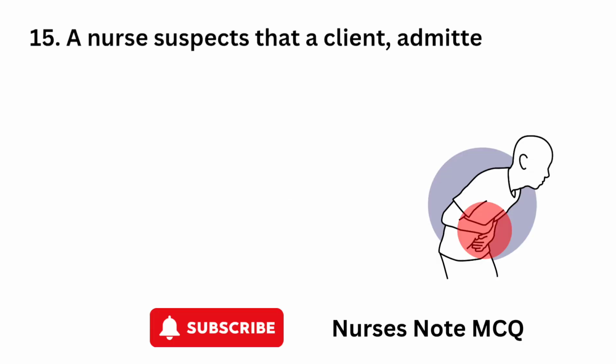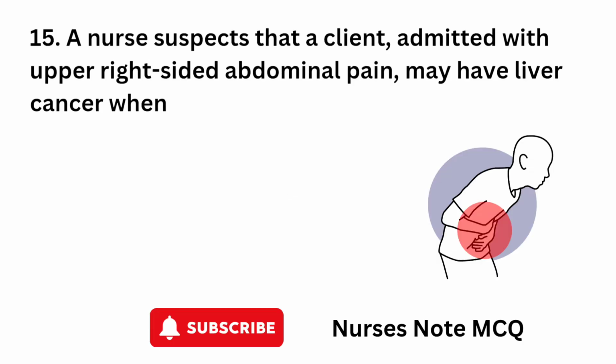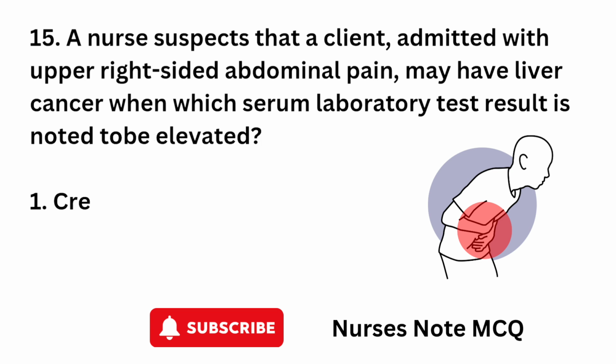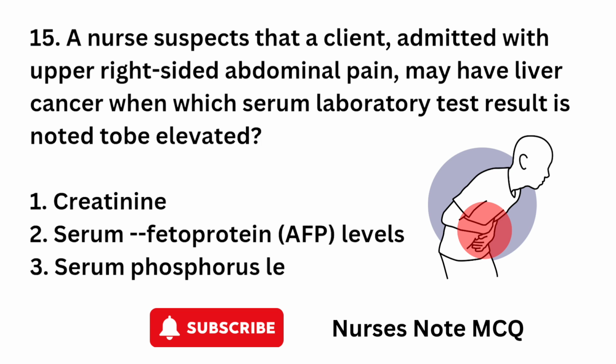A nurse suspects that a client, admitted with upper right-sided abdominal pain, may have liver cancer when which serum laboratory test result is noted to be elevated? 1. Creatinine. 2. Serum alpha-fetoprotein, AFP, levels. 3. Serum phosphorus levels. 4. CA-125.